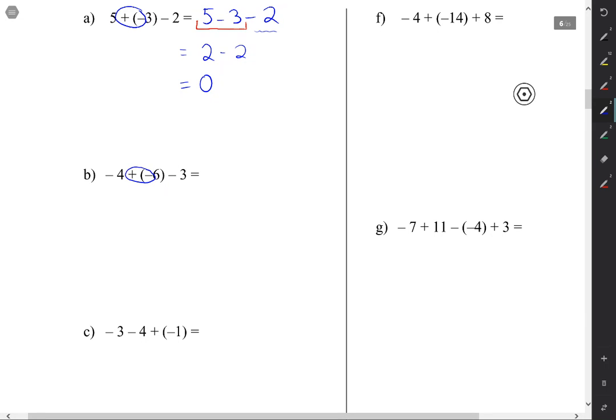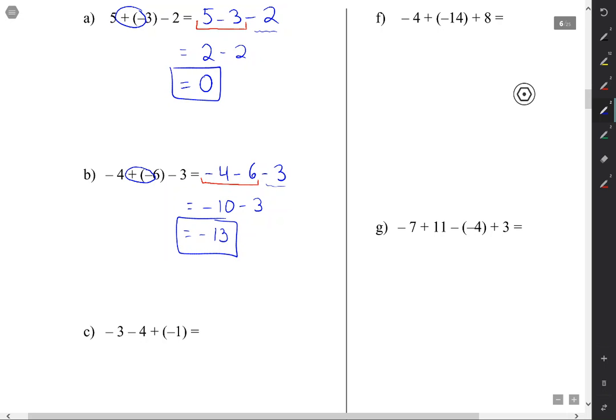So we have a plus and a minus sign, so this would actually be minus 4, minus 6, minus 3. And then take it step by step. So let's deal with this first part here. Minus 4 minus another 6 is minus 10. And then we're going to minus another 3 from that, which would give us minus 13. Now let me put a box around our answers.